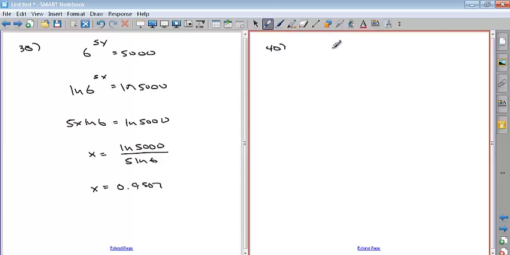40. 4 to the minus 3x equals 0.10. The natural log of 4 to the minus 3x is equal to the natural log of 0.10. Bring the exponent out.